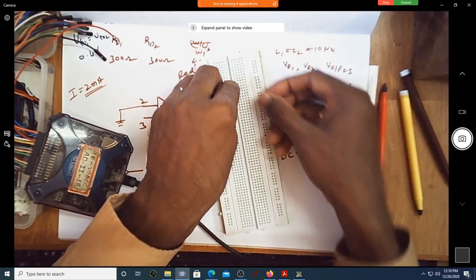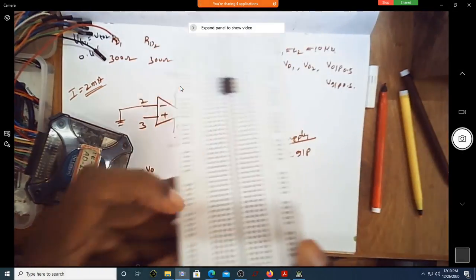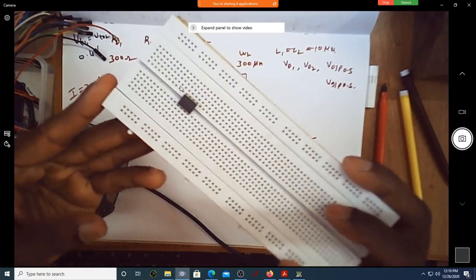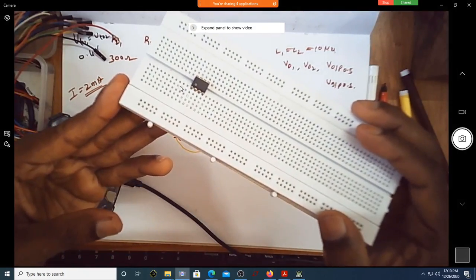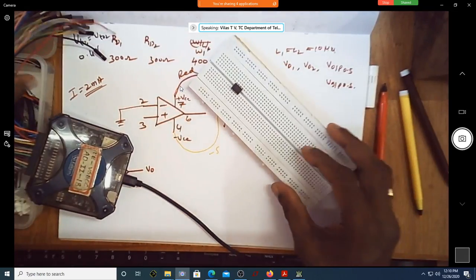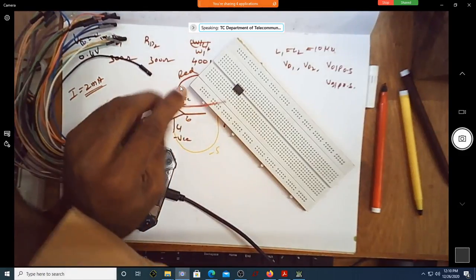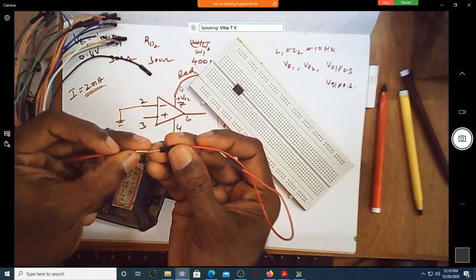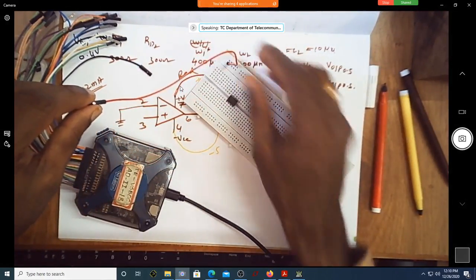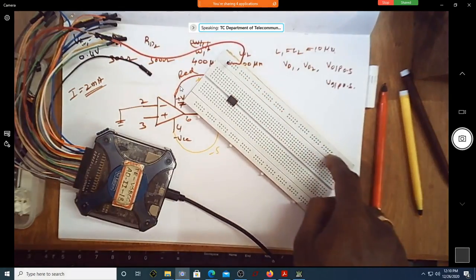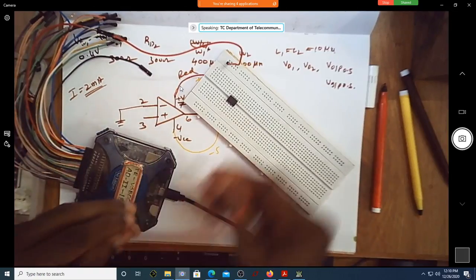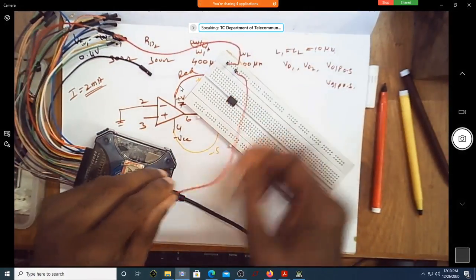See, now it is placed. Can you make out which is pin number 1? Shall I say this is pin number 1? So where do I have to connect this now? Okay, let me connect it to this. See, this is one of my power supply lines. So from there I will connect it to where it should go, pin 7.